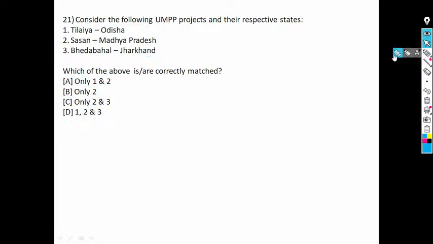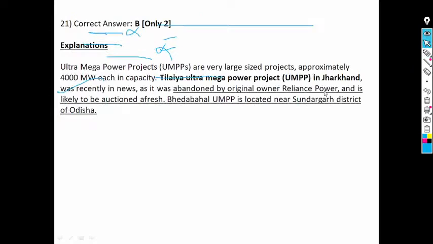Next, consider the following ultra mega power projects and the respective states: Talaya Odisha, Sasan Madhya Pradesh, Bedabahal Jharkhand. Which of the following is correctly matched? Talaya Odisha is wrong, and Bedabahal Jharkhand is wrong. Only Sasan Madhya Pradesh is correct.